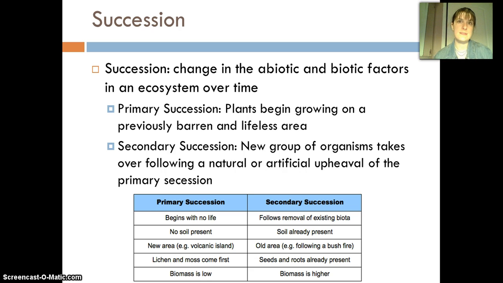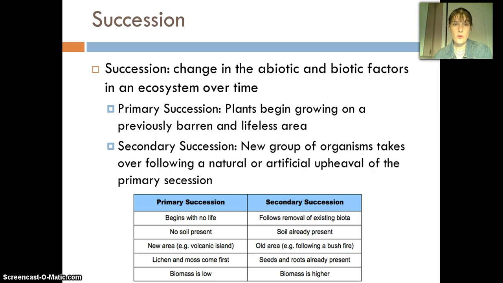There's two general types of succession. They're very similar. The big difference just has to do with the degree of starting overness that they are doing. So primary succession is going to be starting from the beginning, starting with an area with no life at all, and then building life over time.